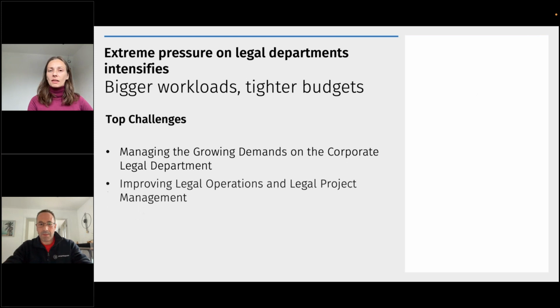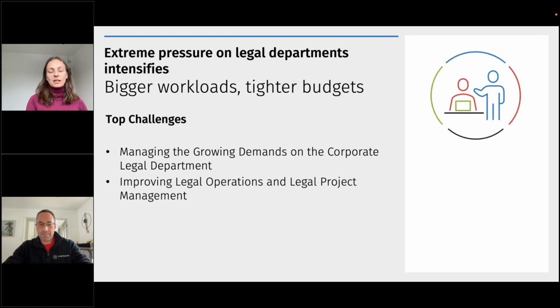And the main top challenges that we see that do not help lower the pressure are managing the demand on corporate legal departments from the business itself, as well as how to improve legal operations without additional headcount, which is one of the biggest struggles for corporate legal departments.